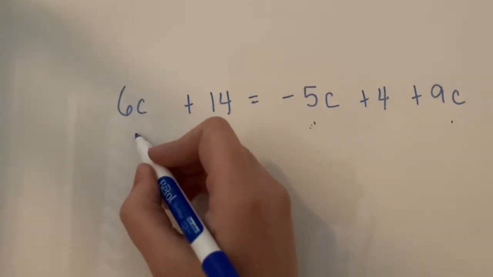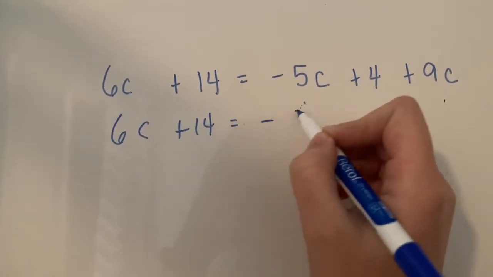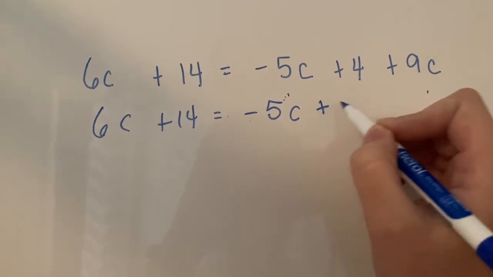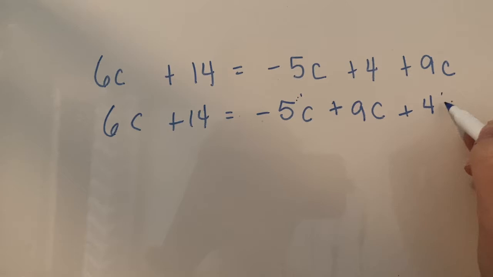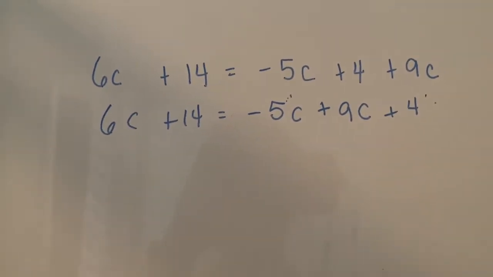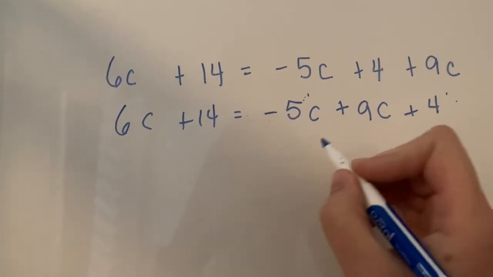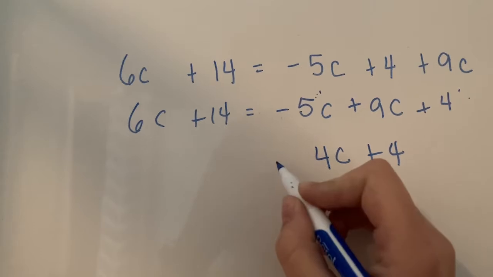So you can see here we've got negative 5c and positive 9c. Let's rearrange this to make it easier to see our like terms. We're just going to slide this over here because the commutative property of addition says it doesn't matter what order we add in. So now we can combine these two. Negative 5 plus 9 is equal to 4. Keep that c attached.